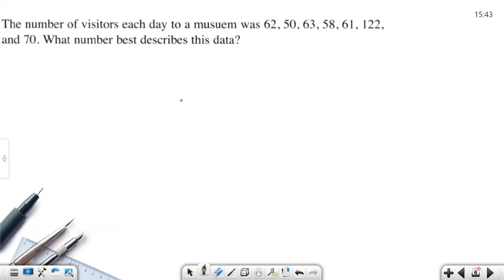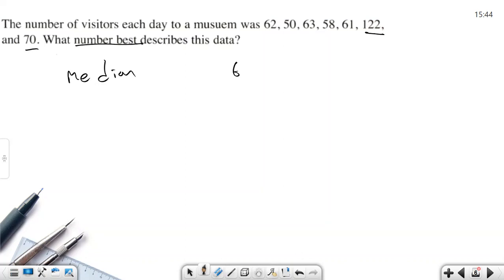The number of visitors each day to the museum: 62, 50, 63, 58, 61, 122 and 70. As you see, 62 and 70 are close to each other when you compare with 122. So 122 is an outlier here. What number best describes this data? To show the central tendency of these values, if there is an outlier, what is it? Median. Of course, median describes it best, but it says what number?